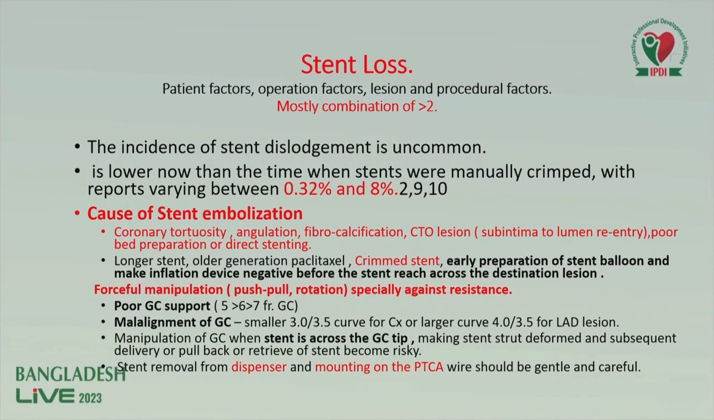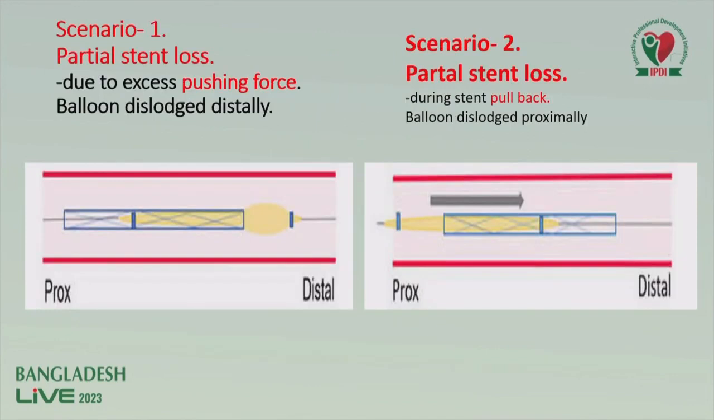prepared, as well as forceful manipulation, pull, push, or rotation, especially against resistance, as the previous speaker, Dr. Orun, was telling. Anything against resistance is an important factor that might produce stent loss, either in the coronary or partly in the coronary and partly in the aorta. So there might be several scenarios in stent loss.